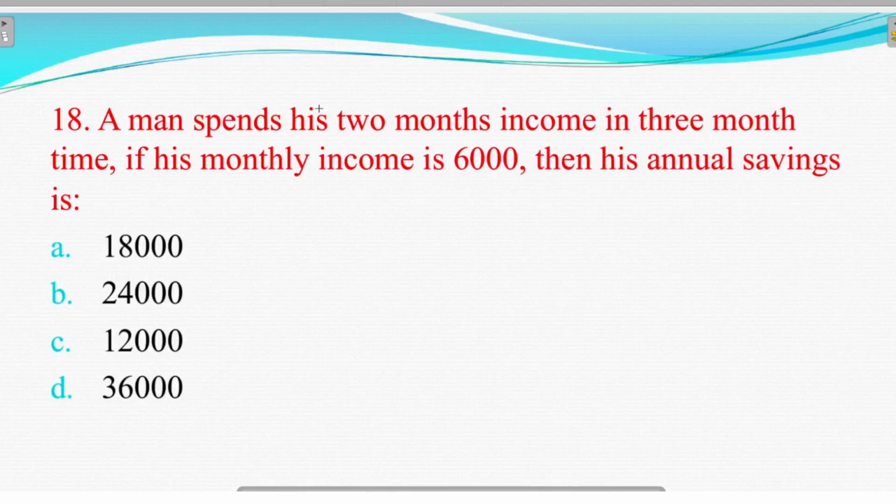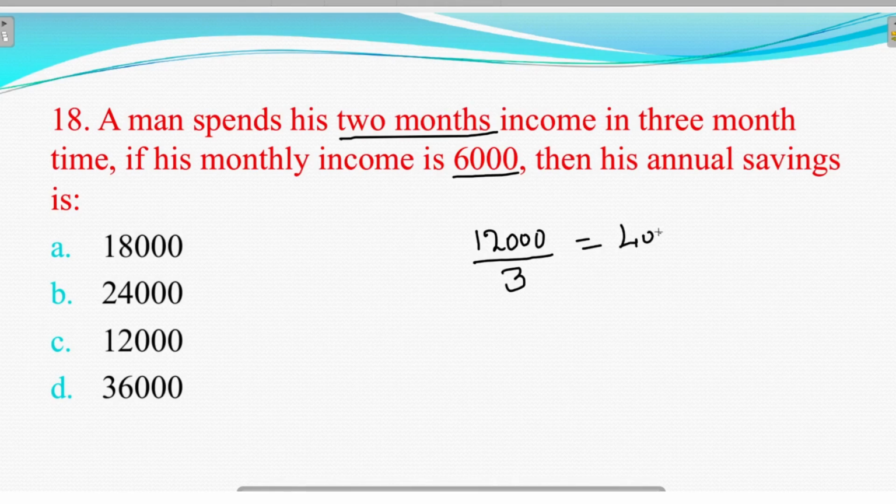A man spends his 2 months income in 3 months. A very simple statement. His monthly income is 6,000. Basic method I will do first. Normal concept: monthly income is 6,000, so 2 months income will be 12,000 rupees. If he spends 12,000 rupees in 3 months, every month he spends 4,000 rupees.